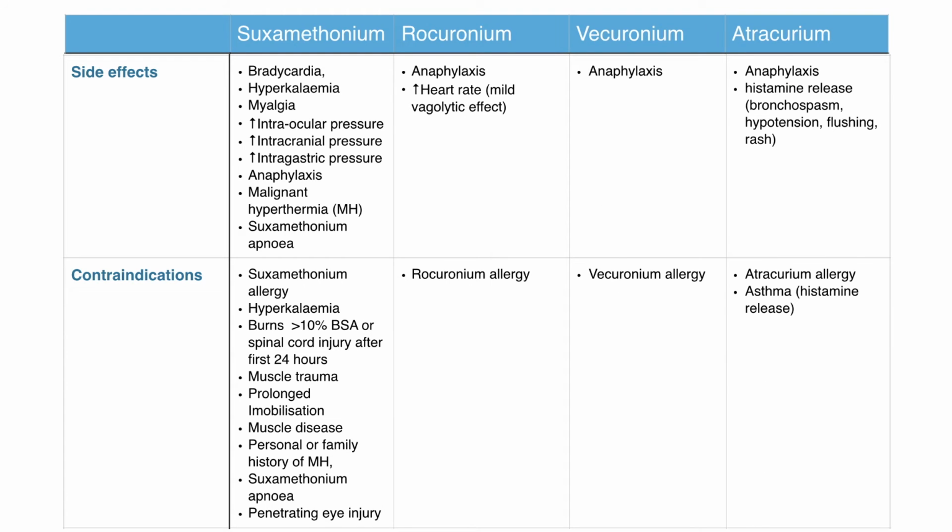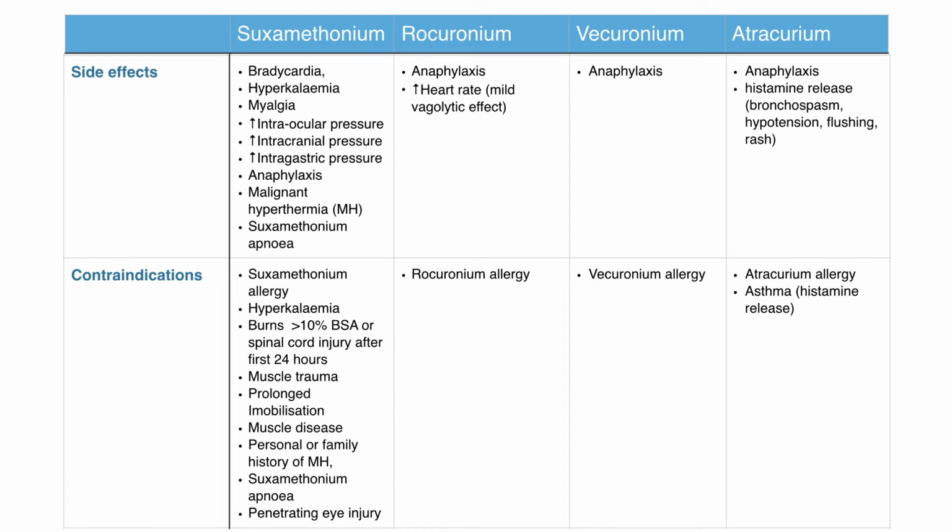So going on to look at the side effects of these 4 agents, Suxamethonium by far has the most side effects. Probably the most relevant one is bradycardia. This occurs most frequently in neonates or following administration of a second dose of Suxamethonium. So it's important that you have some atropine to hand if you're using Suxamethonium.